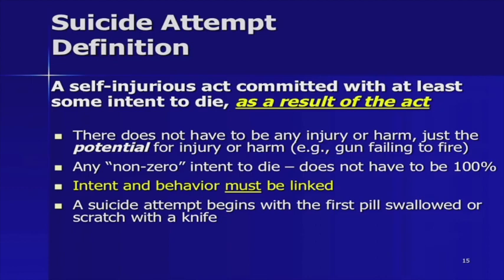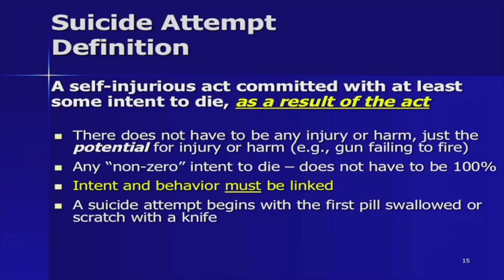First of all, it says self-injurious act. It doesn't say self-injury. There does not have to be any injury or harm, just the potential for it. So if a man puts a gun in his mouth and he pulls the trigger and luckily the gun failed to fire, even though he wasn't hurt, as soon as he pulled that trigger, that became a suicide attempt.